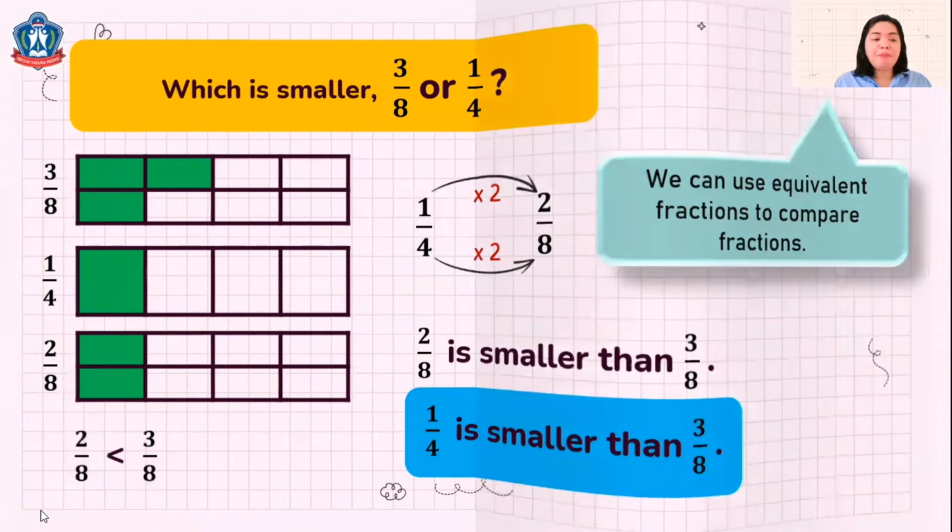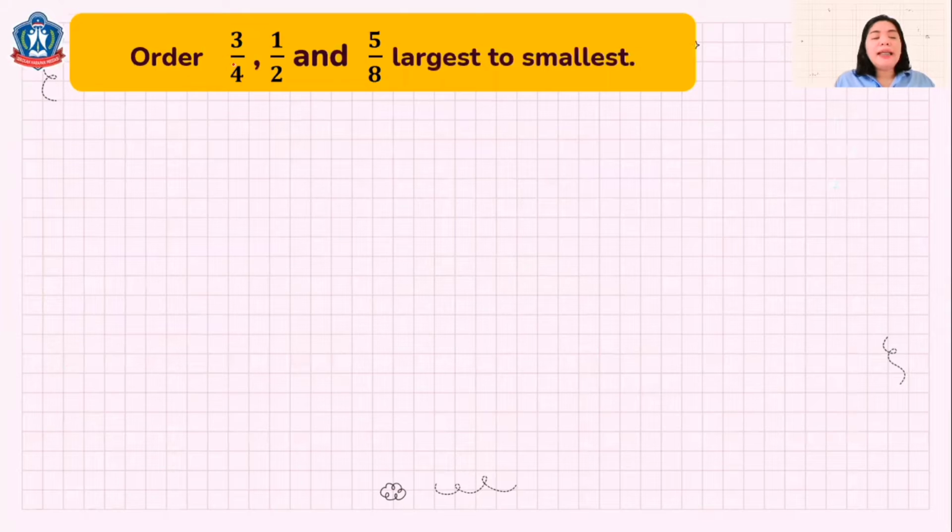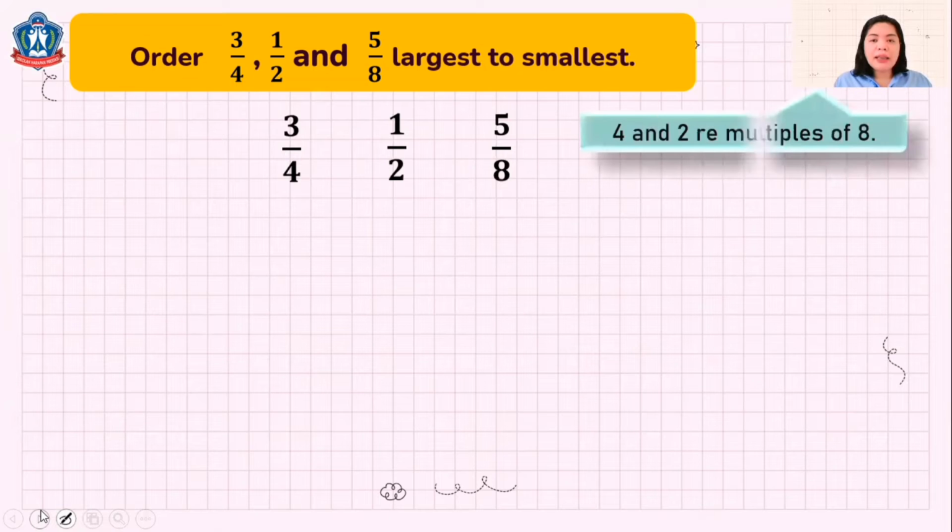Okay, how about this one? Let's order these 3 fractions from largest to smallest. Take a look. They have different numerators and also different denominators. So we have 3/4, 1/2, and 5/8. But look at the denominators. The numbers 4 and 2 are factors of 8. So it means we can multiply 4 and 2 to get 8.